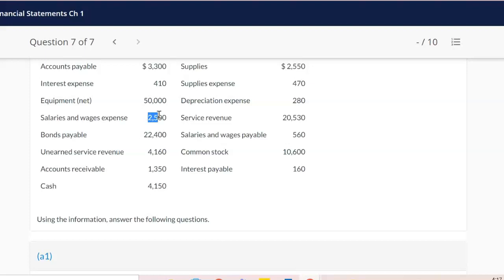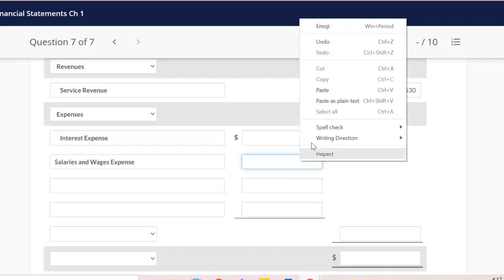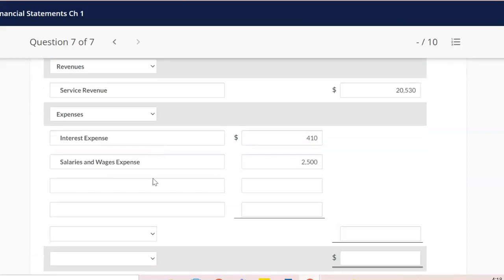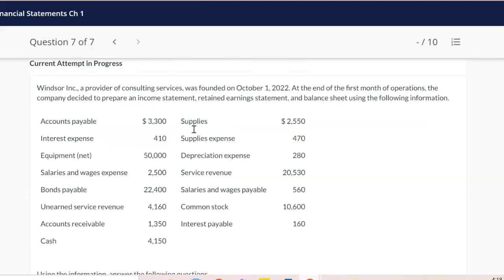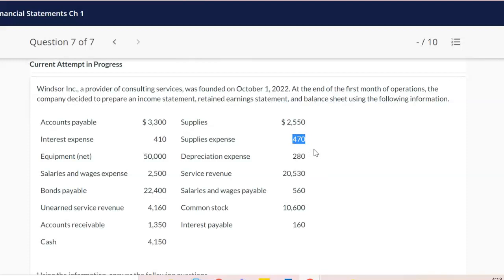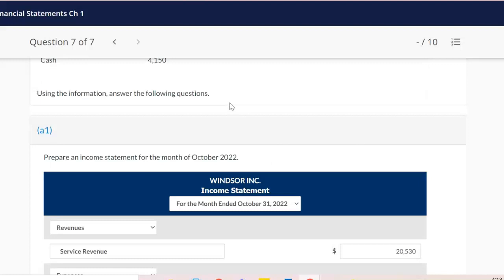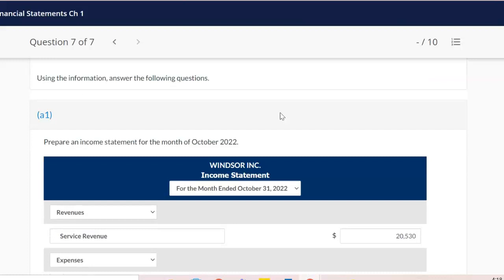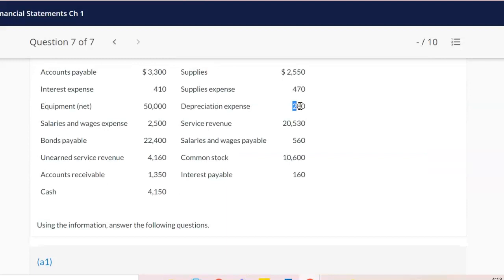All right, so now you got it. Okay, what's the next one that says expense? Oh, wait a minute, let me explain something here. This one, unearned service revenue, it's a weird account. We will be seeing this one again, believe me. But just keep going, get the expenses. Supply expense, of course, it's a liability account. It's not an expense account. Then you're going to get depreciation expense. Now, that's it. And then depreciation expense. Good. Get the amount. 280. You can copy and paste.